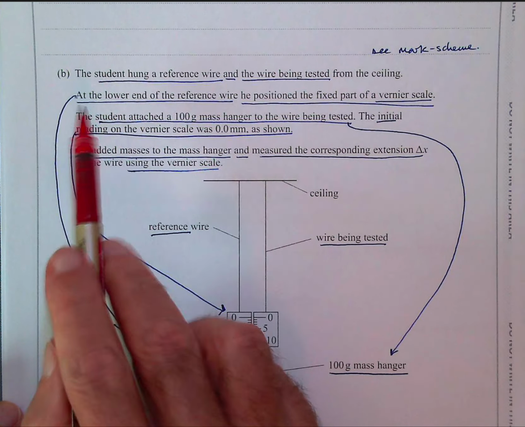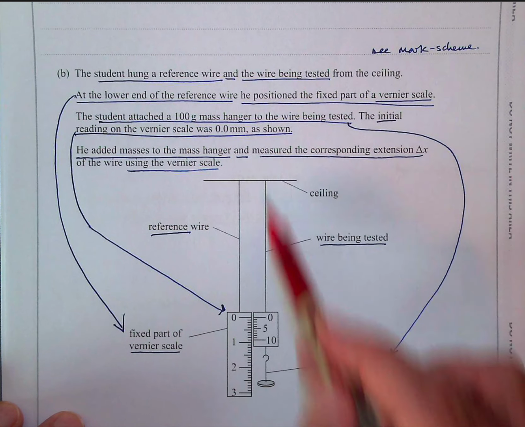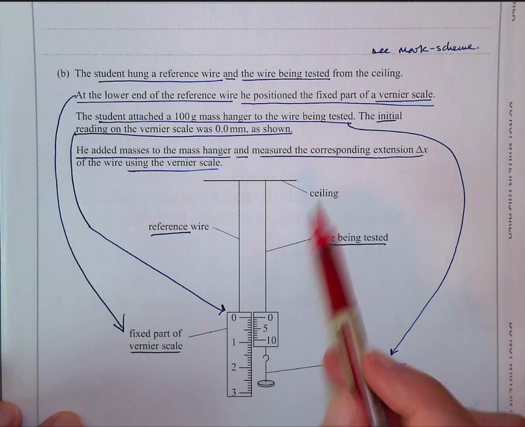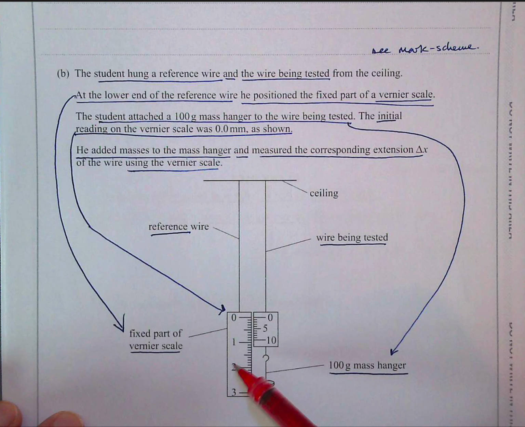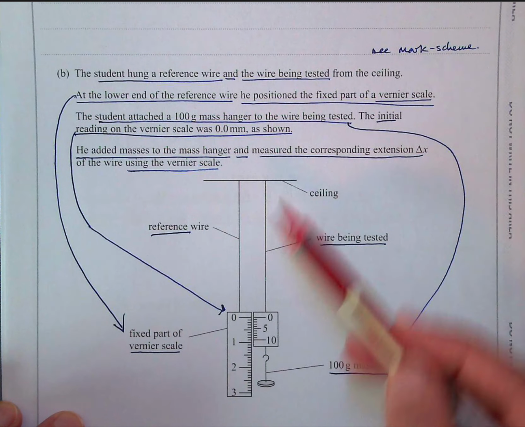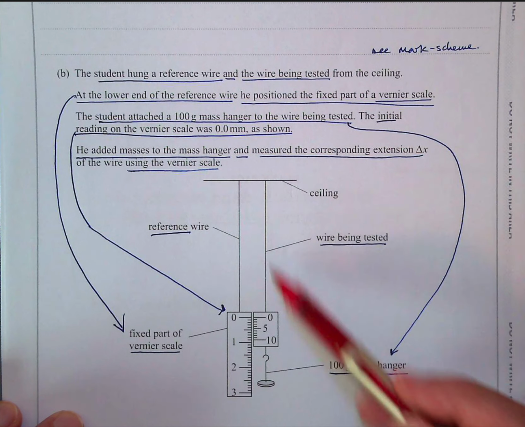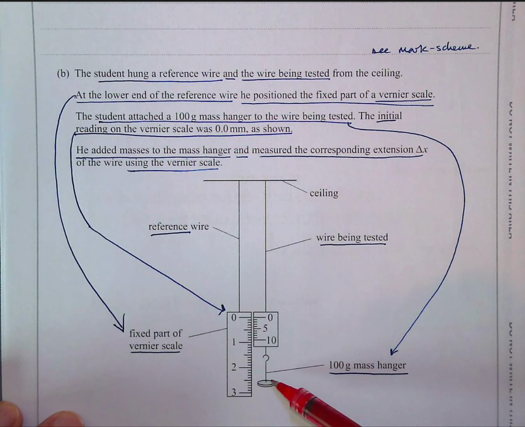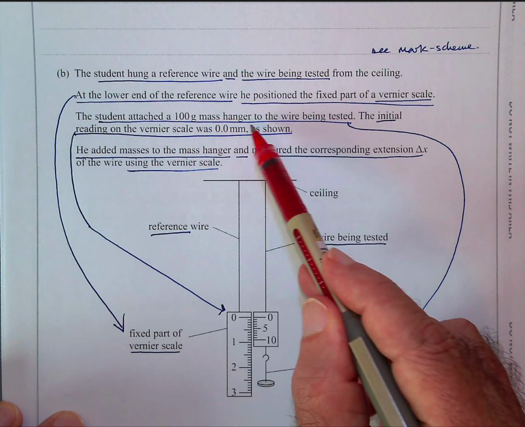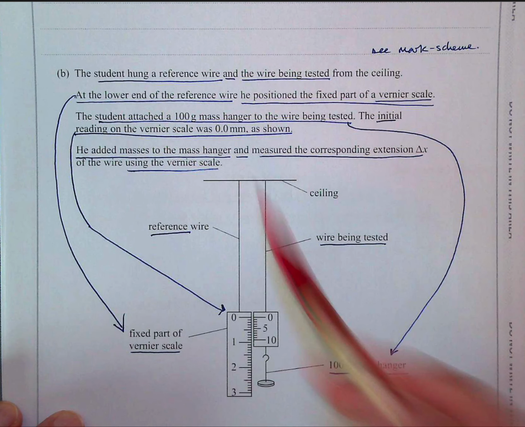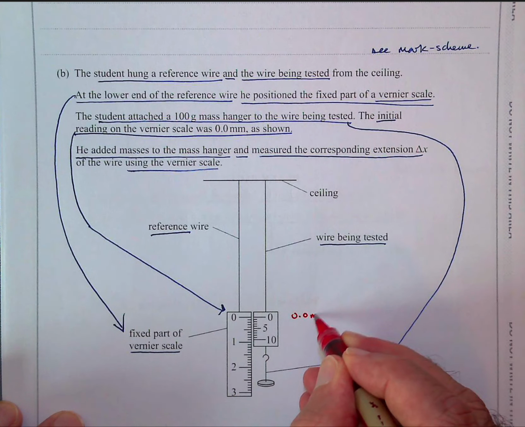Okay. So it's all hung from a ceiling, so these wires are quite long. They're over 2 meters long usually. At the lower end of the wire, they're positioned at the fixed part of the vernier scale, which I said. The student then attached a 100-gram mass, which I think is rather low. It means the wire is not very thick. Sometimes I've done it with actual kilogram masses. So for the wire being tested, the initial reading on the vernier scale is 0.0. So basically 0.0 means the zeros are lining up. Okay.